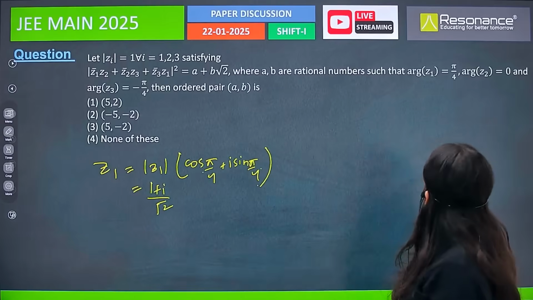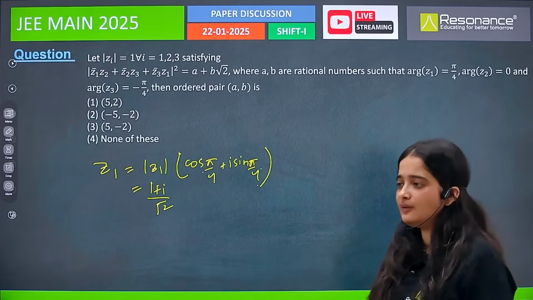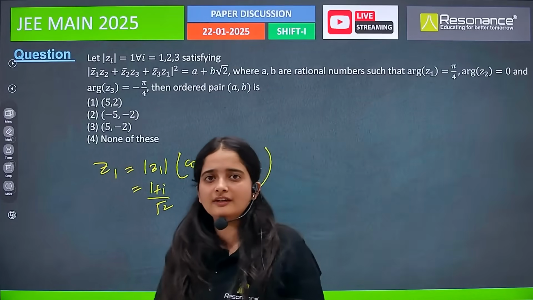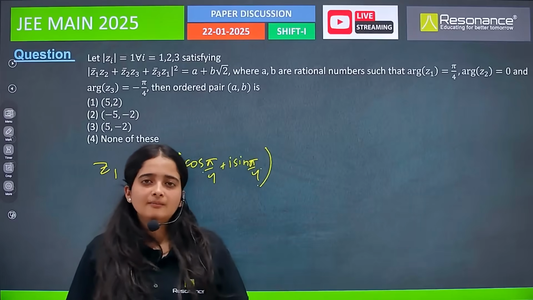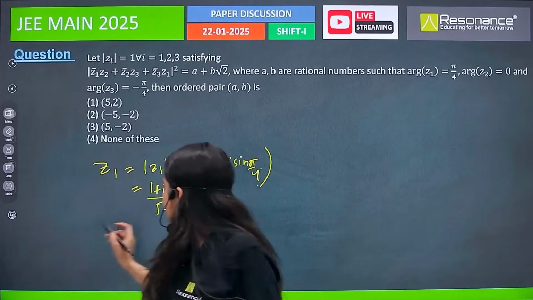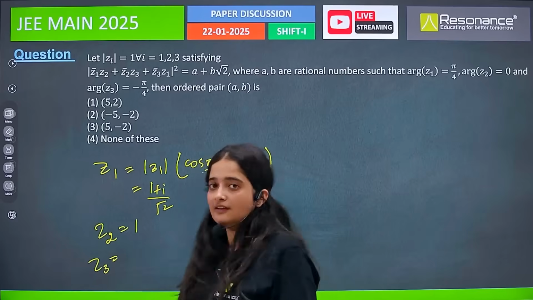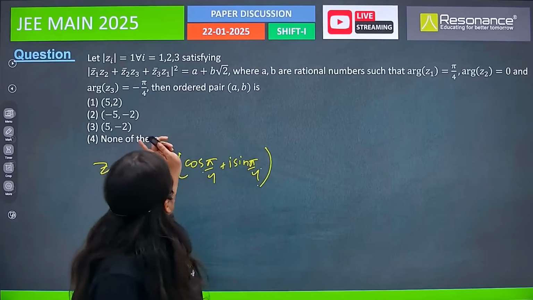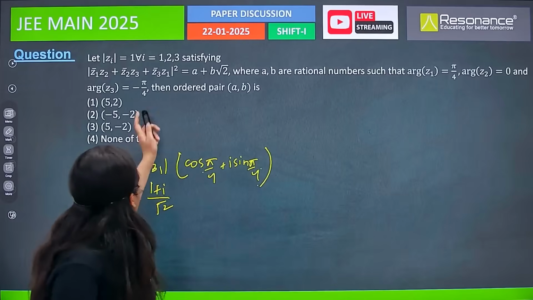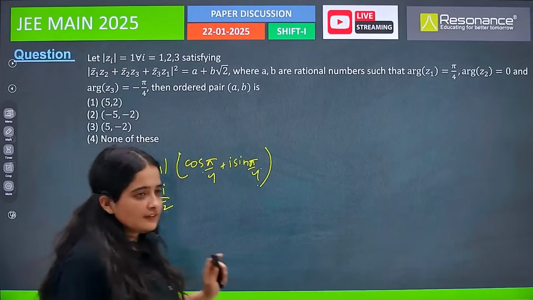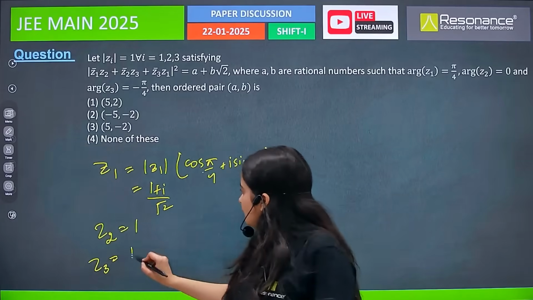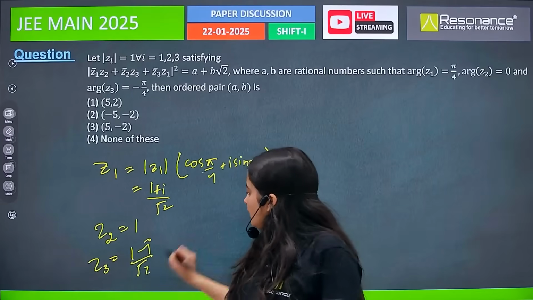Similarly, what are you given for arg z2? arg z2 is 0. That means z2 will be a purely real number. If z2 is a purely real number and its modulus is 1, what will be z2? z2 will be equal to 1. And z3, the argument of z3 is minus pi by 4. That means it is the conjugate of z1. If it is the conjugate of z1, it will be 1 minus iota by root 2.